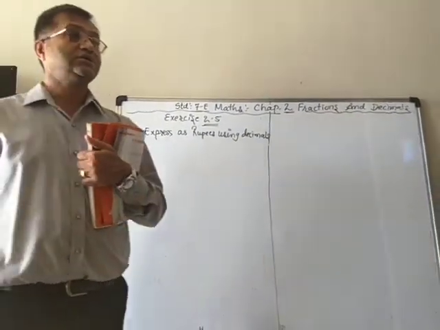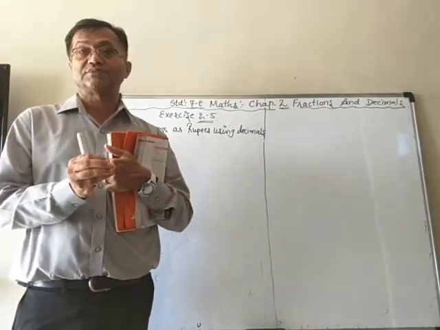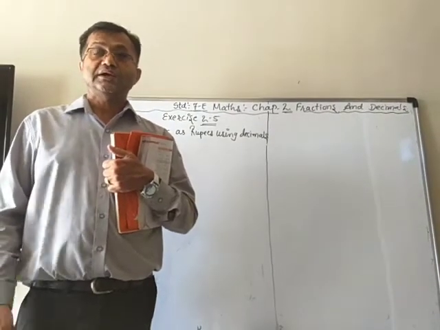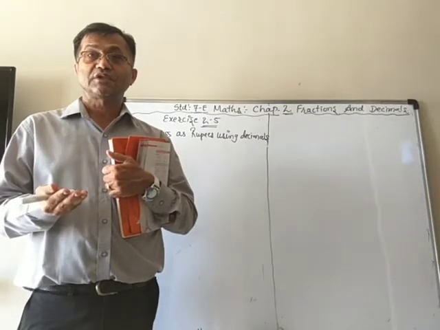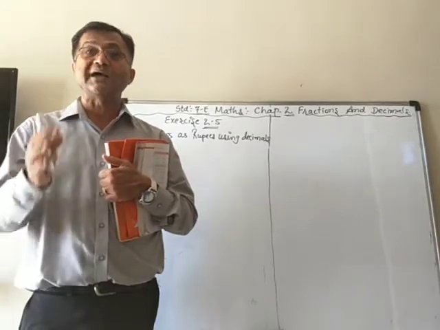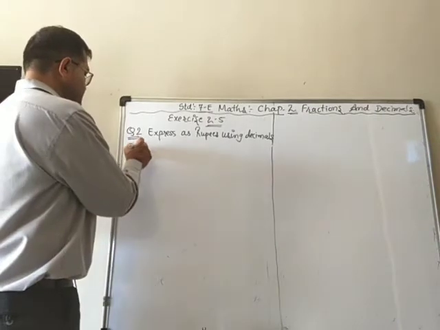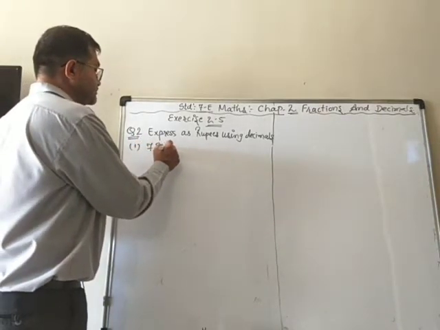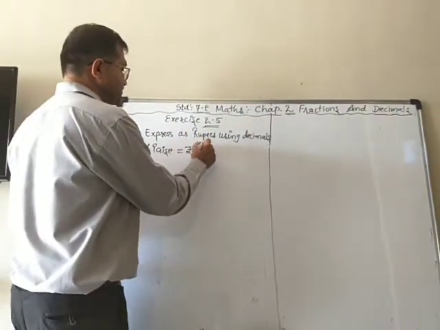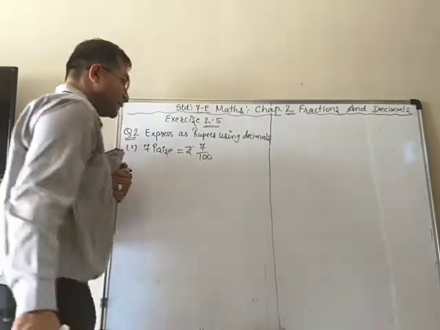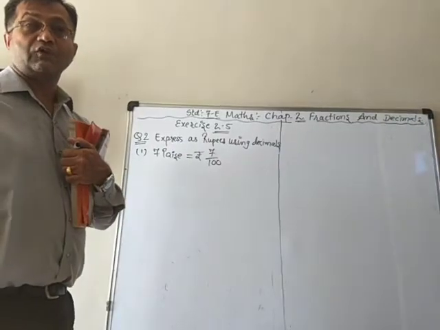Now we know that rupees and paise. We know that 1 rupee is 100 paise. It means that when you want to convert paise into rupees, we have to divide that number by 100. So now we will start. The first one is 7 paise. 7 paise means rupees how much? 7 upon 100.